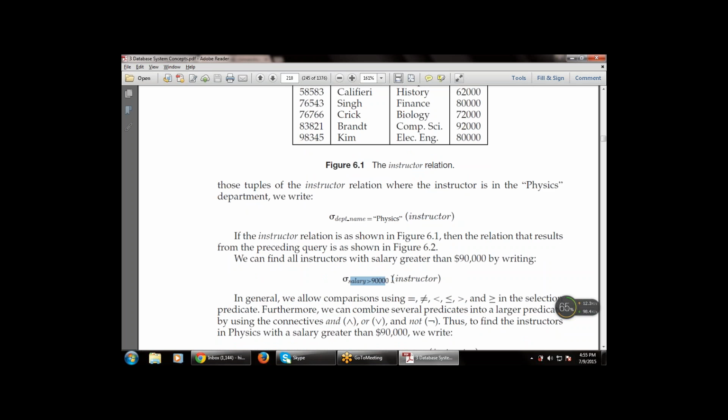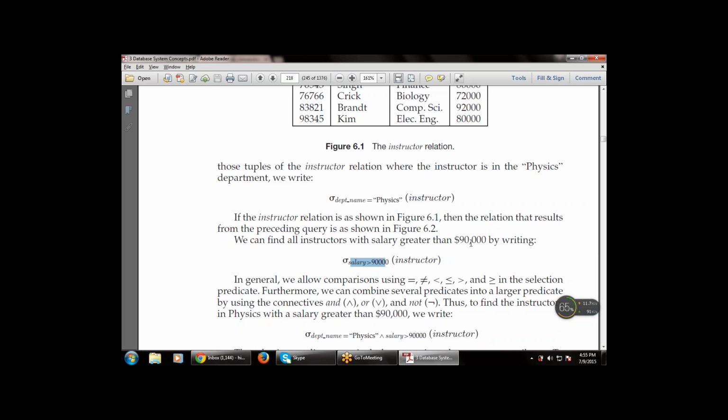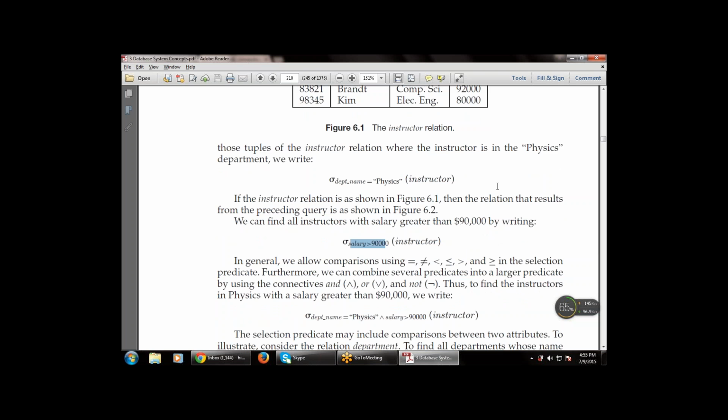In general, we allow comparisons using equals to, not equals to, less than, greater than, less than or equals to, greater than or equals to in the selection predicates. Furthermore, we can combine several predicates into a large predicate. We can also combine the various conditions and symbols used for comparison. We can connect the various operations by using the union, by using the intersection, by using the not sign. These are the different connectives that are used.